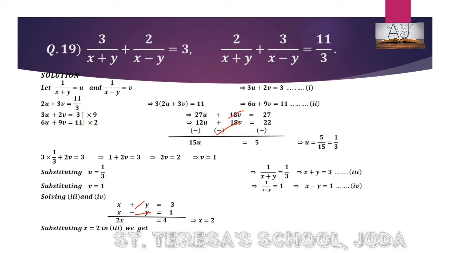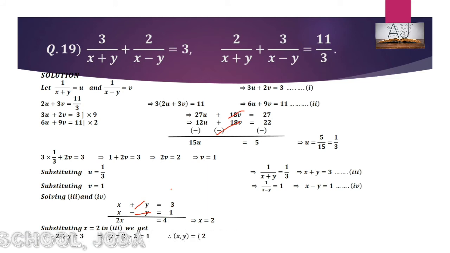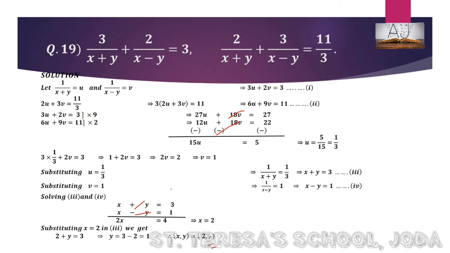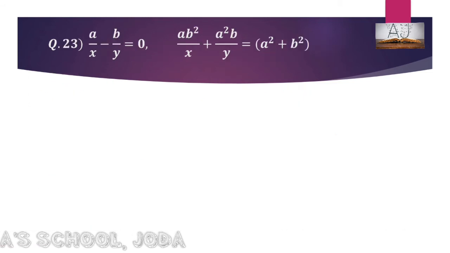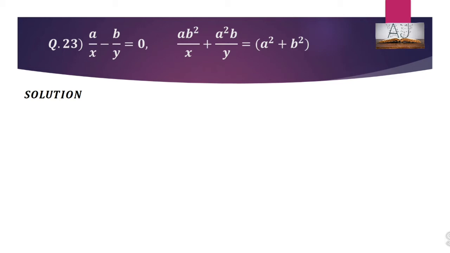Now we'll substitute it in any one of the equations. Maybe the first one, x plus y is equal to 3. So 2 plus y equal to 3, or y we get as 1. So the solution is x equal to 2, y equal to 1. Now let us see the last question, question number 23.